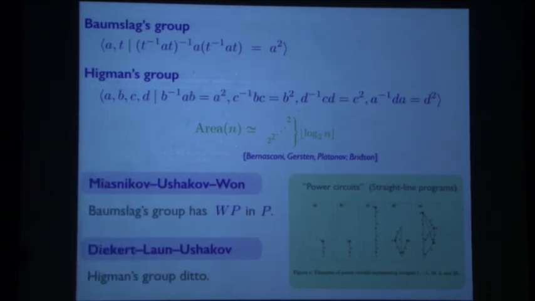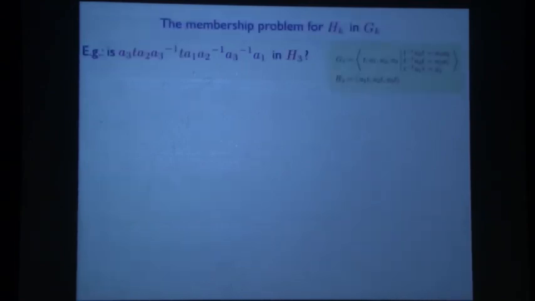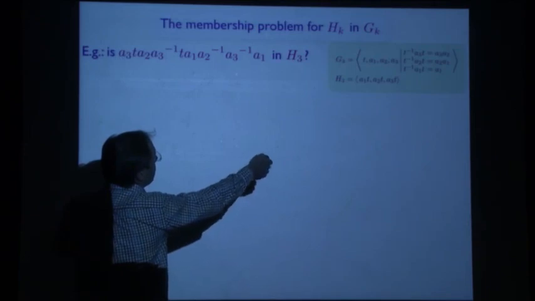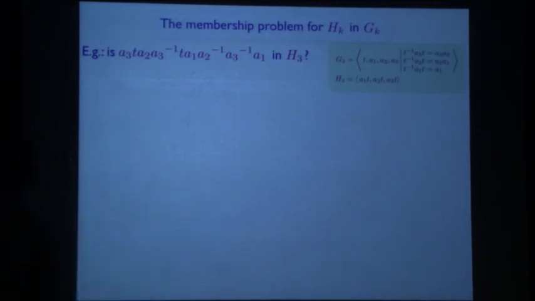So this is a sort of precursor to the result I'm going to tell you. How do we do the membership problem for HK and GK in polynomial time? Again, I'm not going to explain the algorithm. I'm just going to explain how it works on some interesting, some salient inputs. So let's work in G3 as an example, and H3.